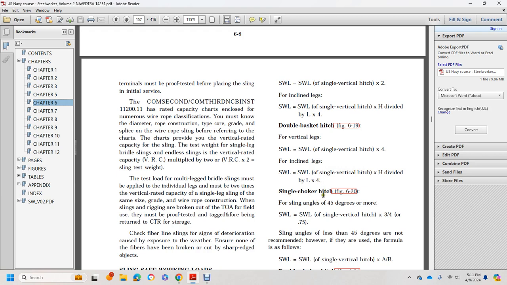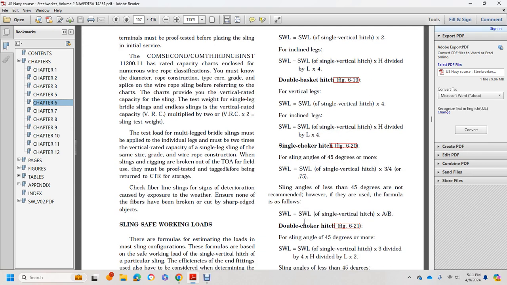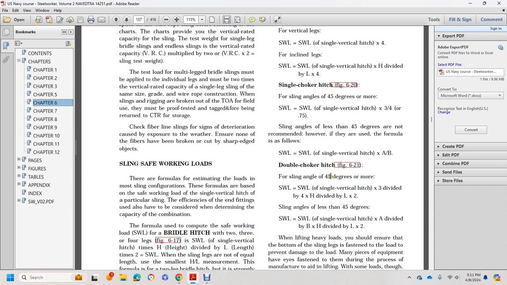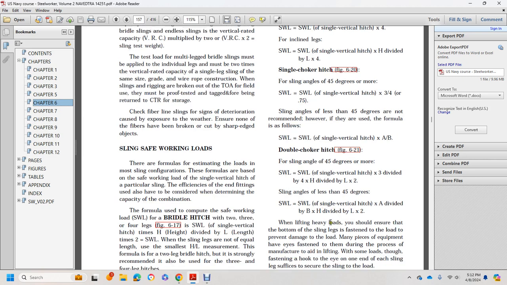Single choker hitch slings with an angle of 45 degrees or more: safe working load of the single vertical hitch times 3/4. Sling angles less than 45 degrees are not recommended. However, they are used in formulas as follows. Double choker hitch, figure 621, with an angle of 45 degrees or more: safe working load of the single vertical hitch times 3/4, times the height divided by the length, times 2. Sling angle less than 45 degrees: safe working load of the single vertical hitch times the height divided by the length times 2.